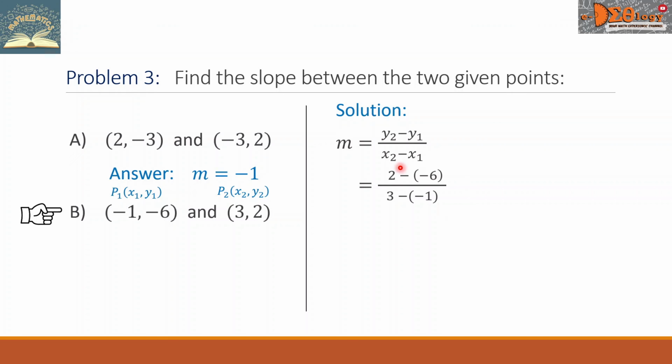Let us now simplify further. In the numerator, 2 minus negative 6. So negative and negative becomes positive. So here, 2 plus 6. We get 8 over 3 minus the negative 1. That means 3 plus 1. So we get 4. Then 8 divided by 4 is 2. This is the M. This is the slope. We copy the answer below problem B.